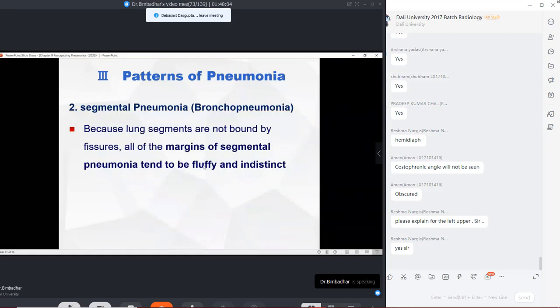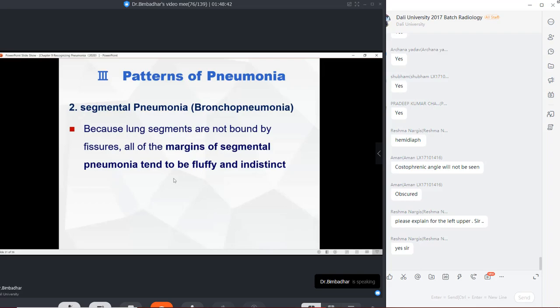And then the margins of the segmental pneumonia tend to be fluffy and indistinct as well. Okay, so they are not bound to the fissures since so many segments are present. It can be present in the apico-posterior segment, and also along the superior and inferior lingular segments as well. So I can see the extension of these fluffy hazy shadows beyond the fissures, and these shadows will be silhouetting the fissural shadows. So that's the reason it is called segmental pneumonia or bronchopneumonia.